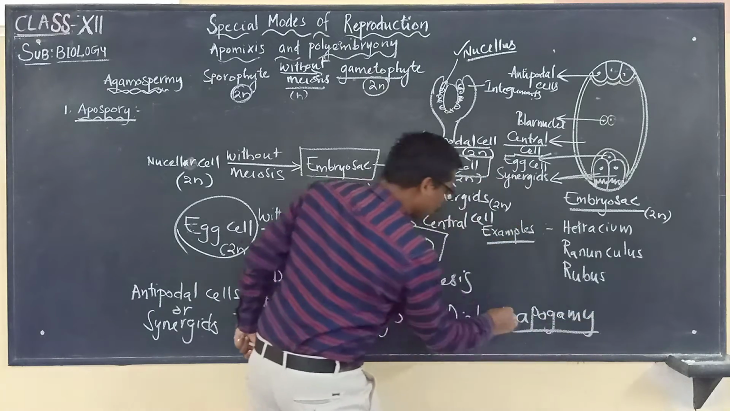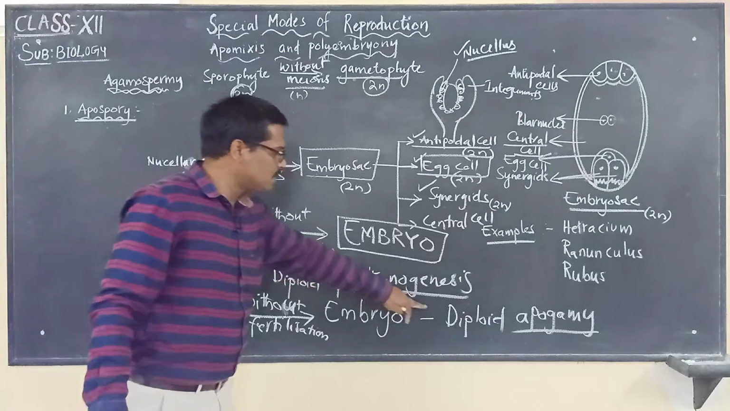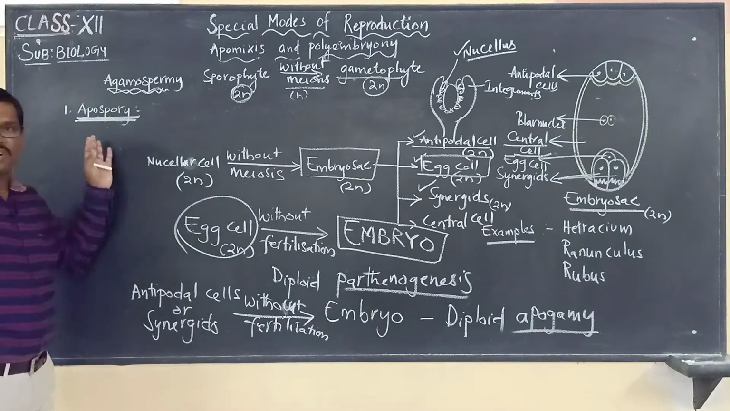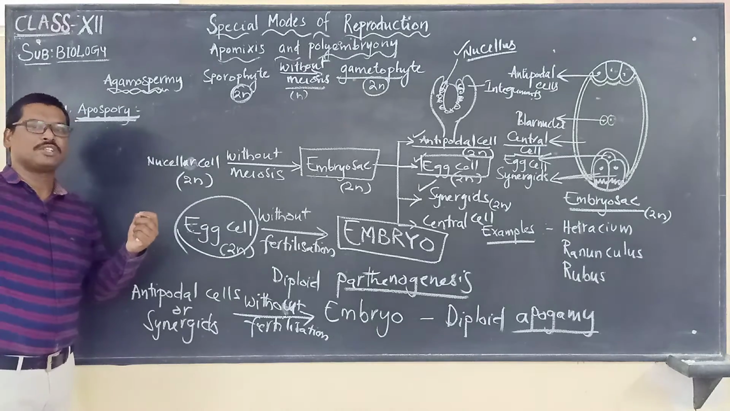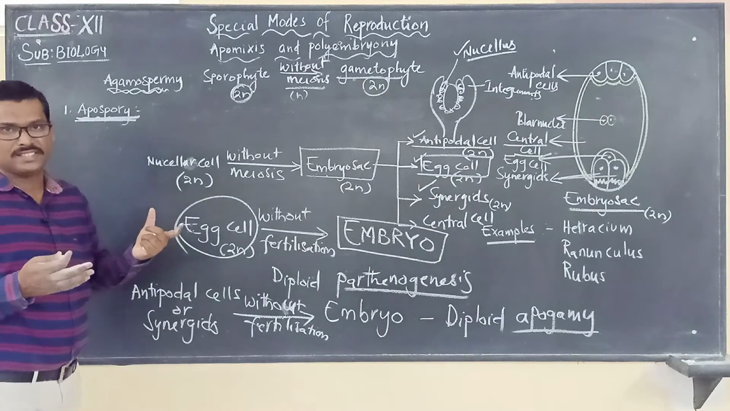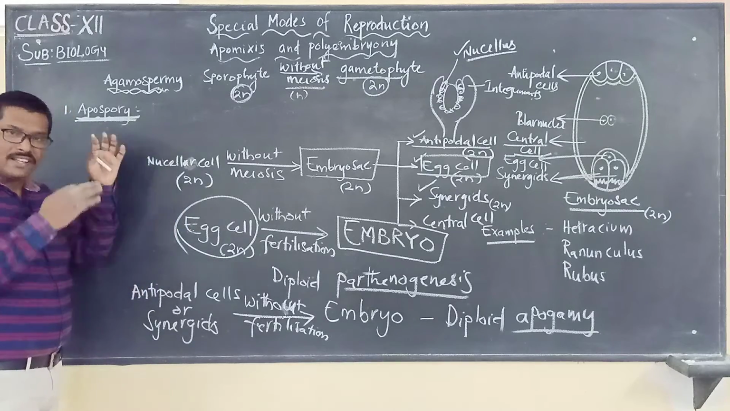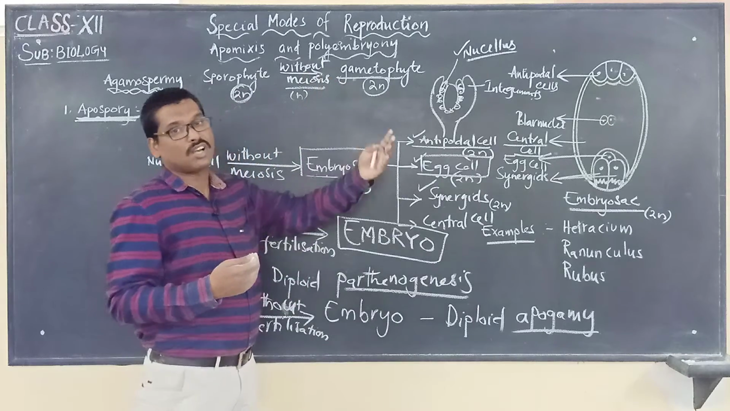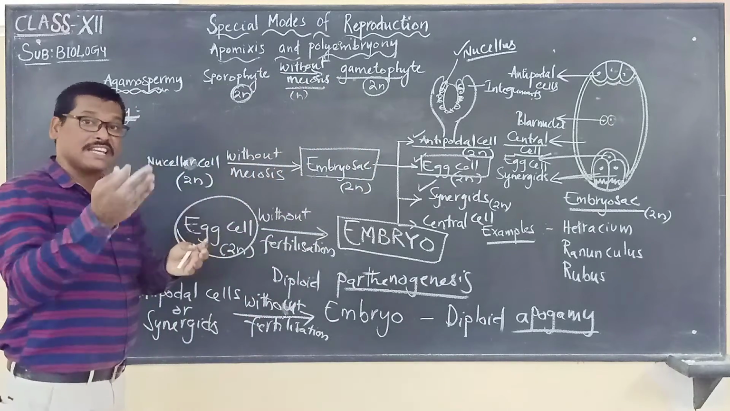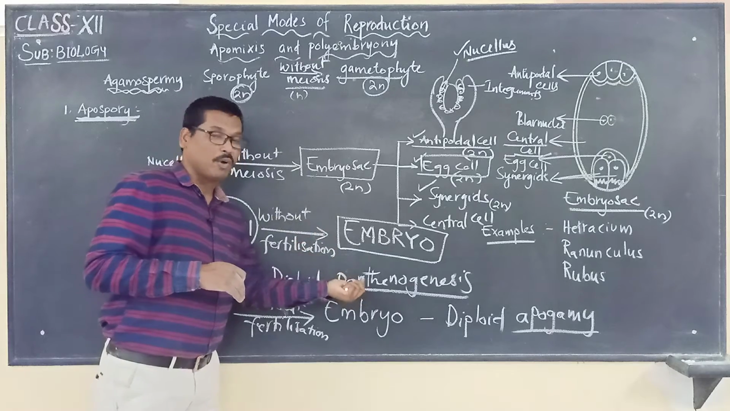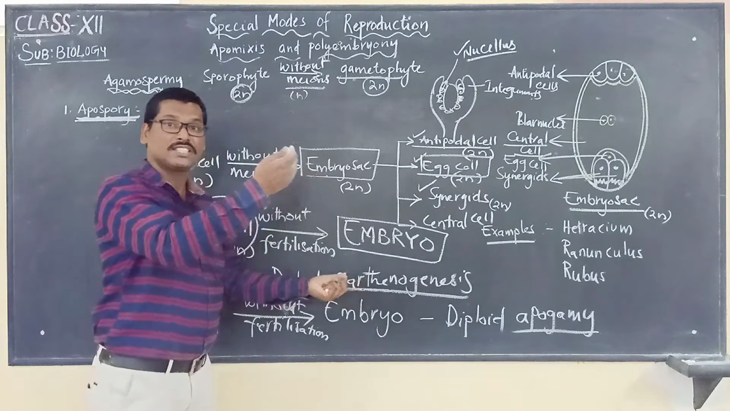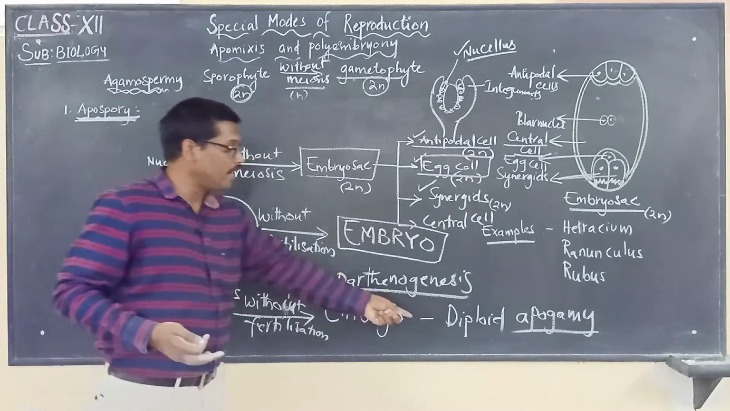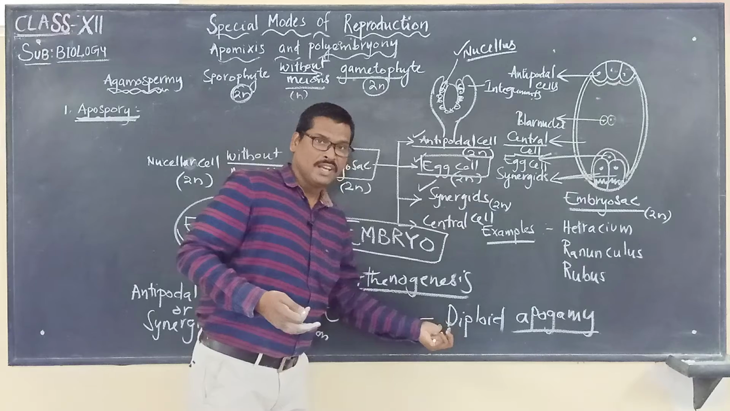So here we came across two words, diploid parthenogenesis and diploid apogamy, under what? Apospory. Apospory means when a sporophytic cell develops into an embryo sac or gametophyte. That embryo sac consists of the egg, the synergids, and the antipodal cells. If the egg is developing into embryo without fertilization, it is diploid parthenogenesis. If the antipodal cells or the synergids are developing into embryo, we call it diploid apogamy.